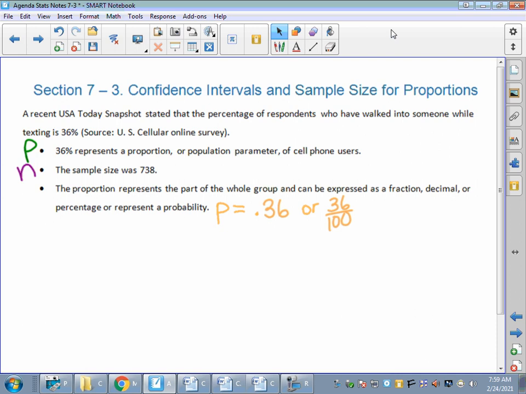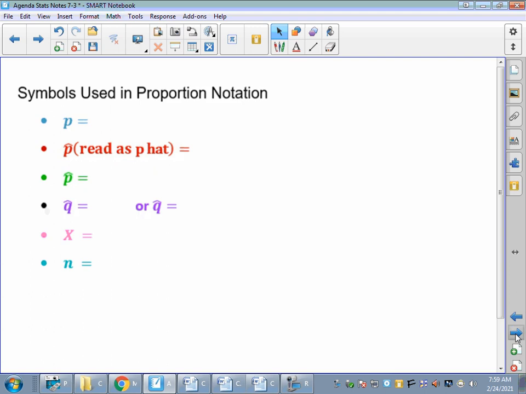So we've done proportions before. We've used these p, probability of success. Now we're going to use them to construct confidence intervals. So we got a lot of new notation or symbols. New but not new, right? We know p as probability of success. Well, it's still the same, but we're also going to say that's our population proportion. That's our population probability of success. Success in this case is walking into someone or something.